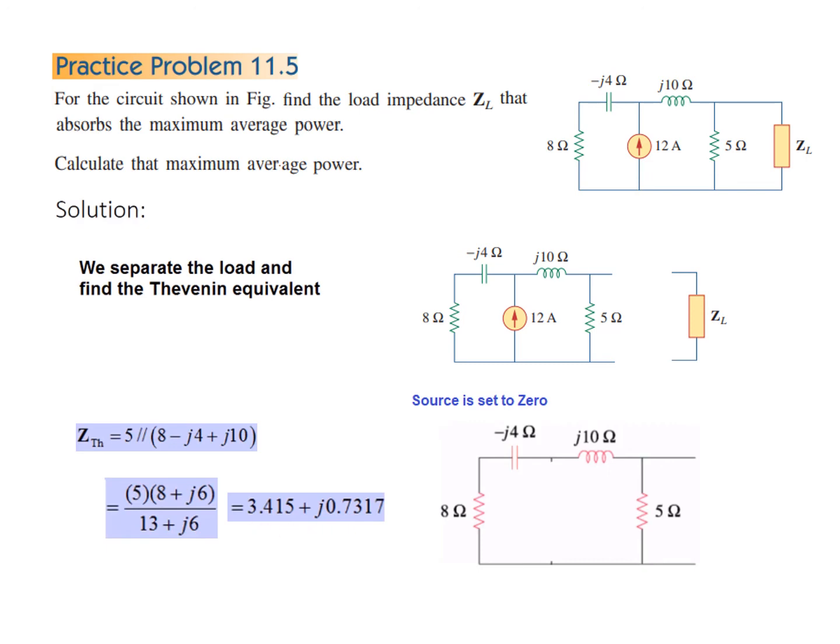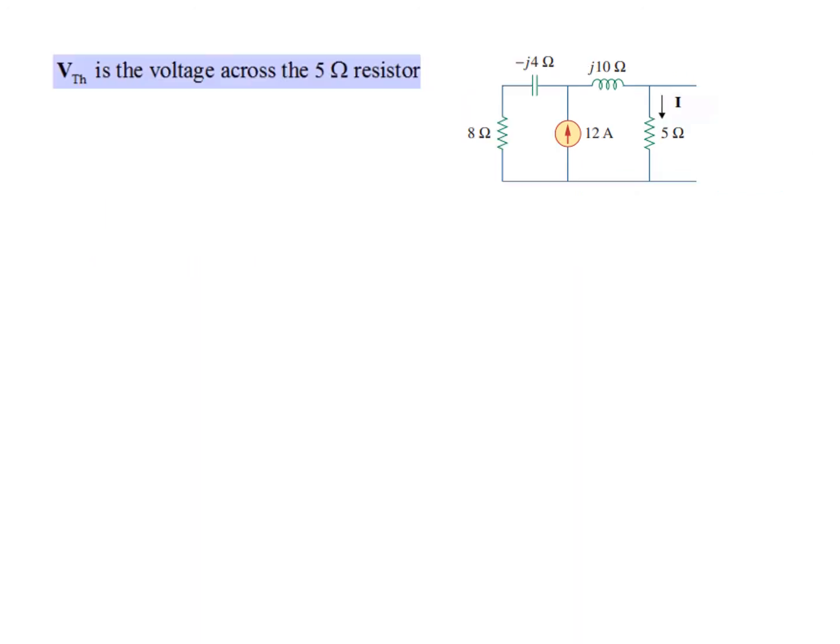So Z Thevenin is 5 parallel with 8 minus J4 plus J10 on this term, and solving we can find it to be 3.415 plus J0.7317. So this is Z Thevenin, and V Thevenin will now be the voltage across this. We have incorporated the current source back, so we need to find the current in this arm, and multiply by 5 will give us V Thevenin.